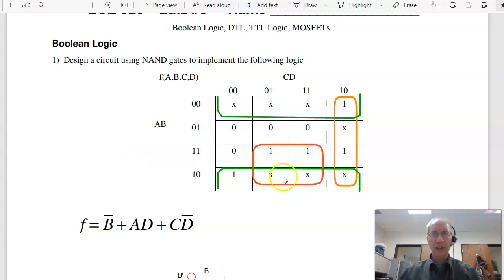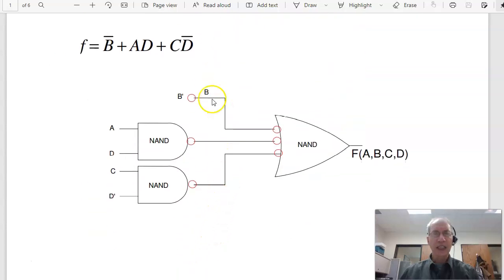I circle with the orange region or the red region. There's a one right here and one in the corner. I can do that by circling these four and those four. And there's a group of ones to get this guy. So that logic would be the green region is just B prime, the red is A, D, and orange is C, D prime. Now to implement that using NAND gates, I would just ignore the red circles for now.